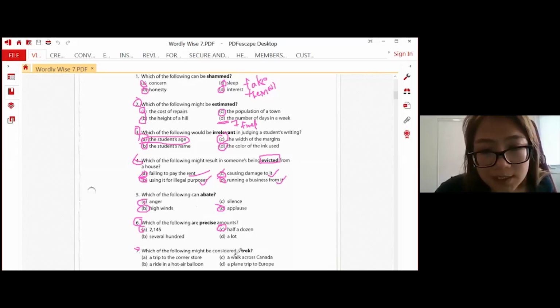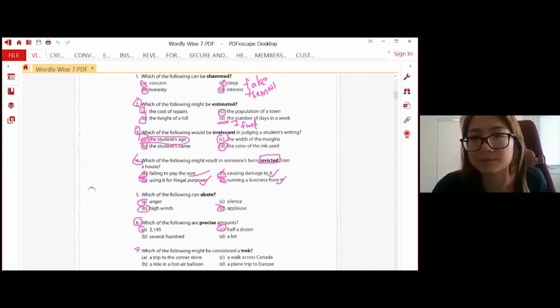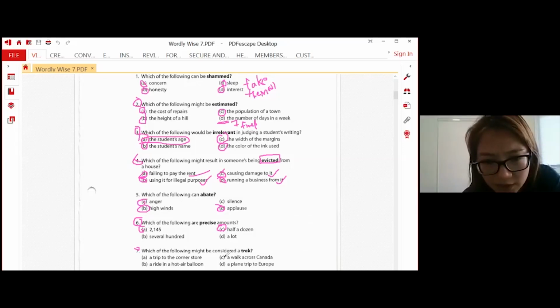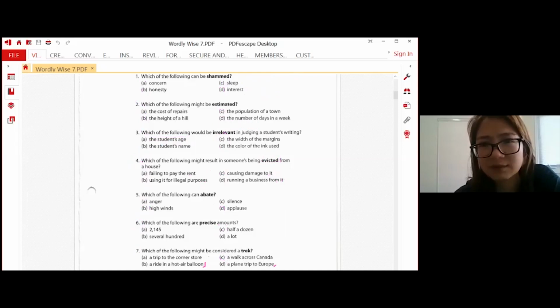Number 7. Which of the following might be considered a trek? Nathan, which one is a trek? C, just C, I think. It's a trek, a long journey. A trip to the corner store is not a trek. A ride in a hot air balloon is not, it's a ride. A plane trip to Europe is not. Just a walk across Canada would be considered a trek. It's a long, hard journey.